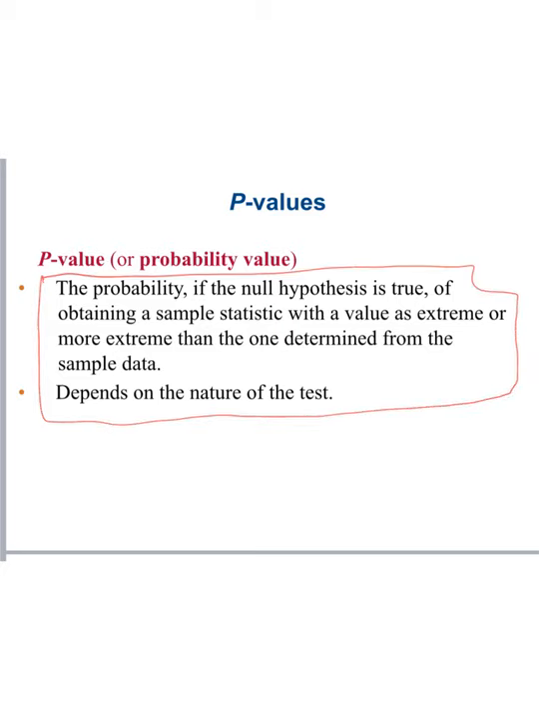The p-value is the probability, if the null hypothesis is true, of obtaining a sample statistic with a value as extreme or more extreme than the one determined from the sample data. Depends on the nature of the test. And remember, p-value, it's the probability, so you're talking about numbers between 0 and 1, small numbers.